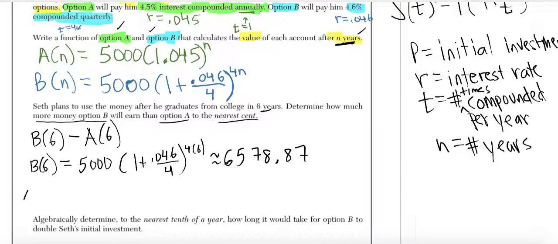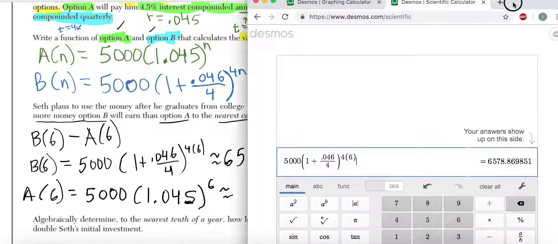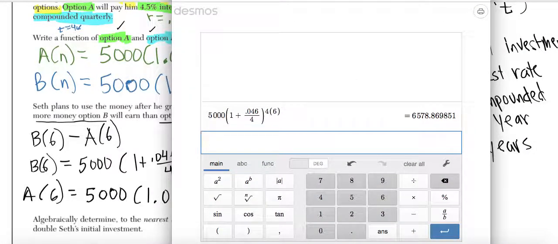All right, option A will be easier to calculate. It'll be 5,000 times 1.045 to the 6th power, which will be about 6511.30.